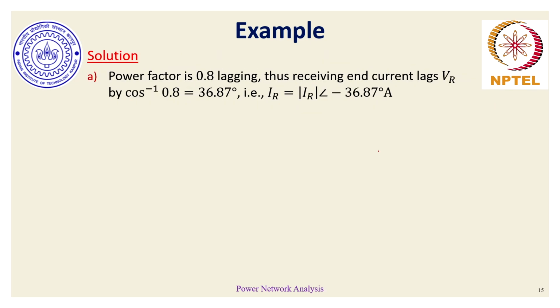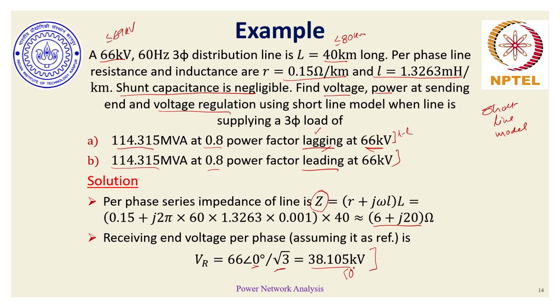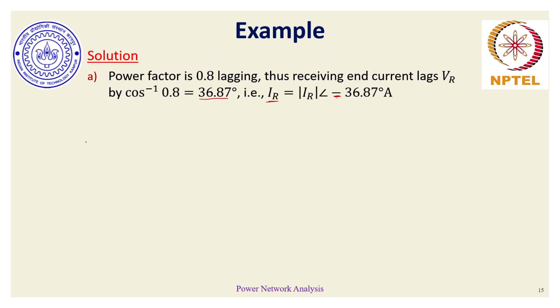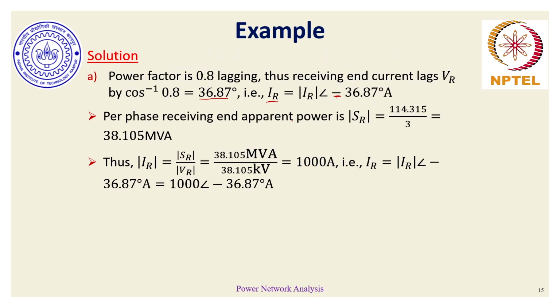So we can definitely find the phasor of the corresponding receiving end current. Power factor lagging means the corresponding power factor angle is 36.87 degrees. Since current is lagging the receiving end voltage, we have a negative sign here. Also the three-phase apparent power is given, so we can divide it by 3 to get the per phase apparent power value. When we divide this apparent power by the per phase voltage, we get the corresponding per phase current. So essentially IR is 1000 at an angle of minus 36.87 degrees ampere.